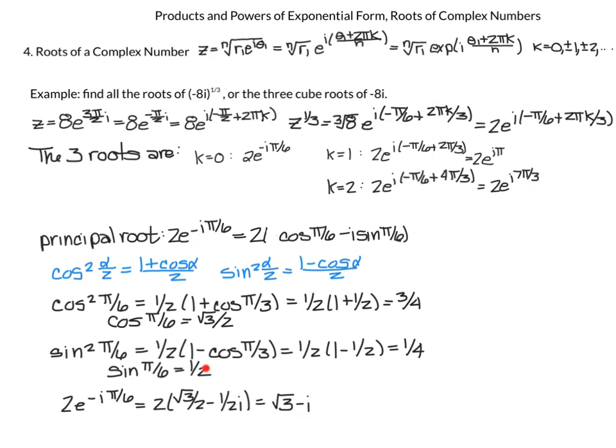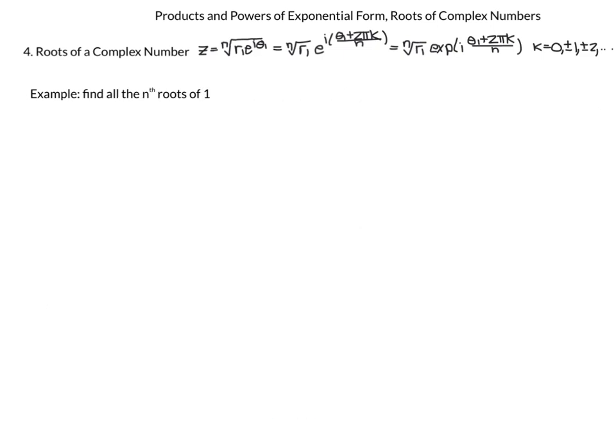Which means now I'm going to come over here where I have the formula for my principal root, which I'm going to underline in green. So my 2e to the minus I pi over 6 over here is equal to 2 times cosine of pi over 6, which is square root of 3 over 2. And then I have minus I sine of pi over 6. So sine of pi over 6 is 1/2, so I have minus 1/2 I, which is equal to square root of 3 minus I. So this will be my final answer here.